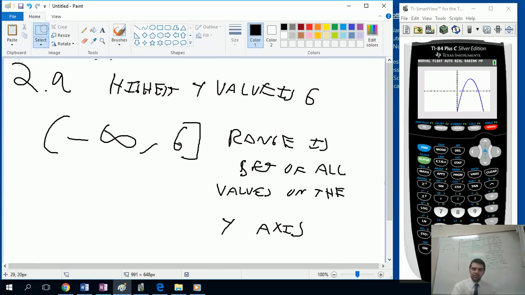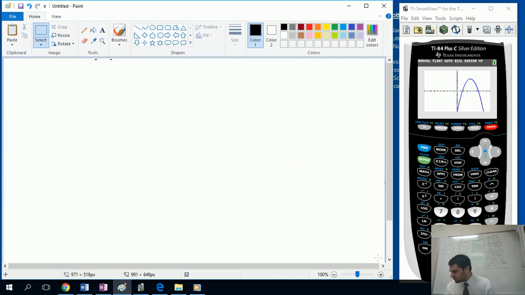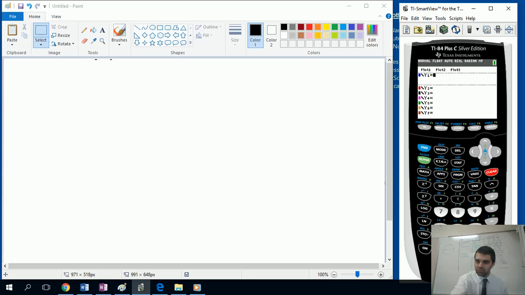All right, moving on. I'm going to start moving at a faster rate here. 2 times the absolute value of x plus 1, minus 7. So 2 times the absolute value of x plus 1, minus 7.